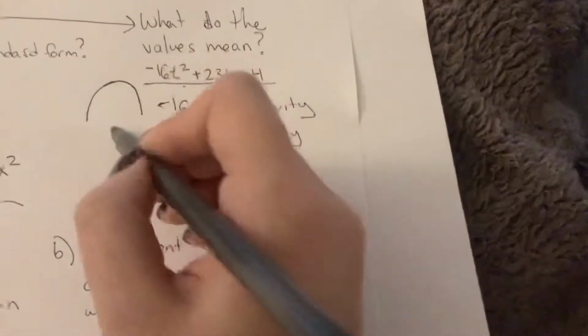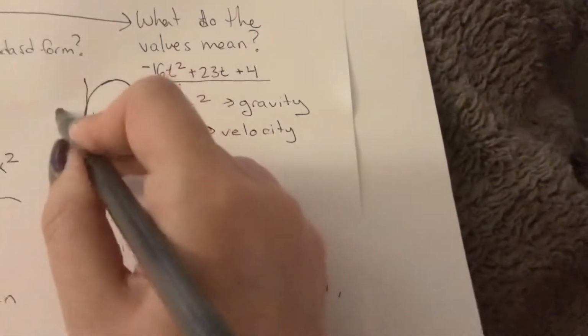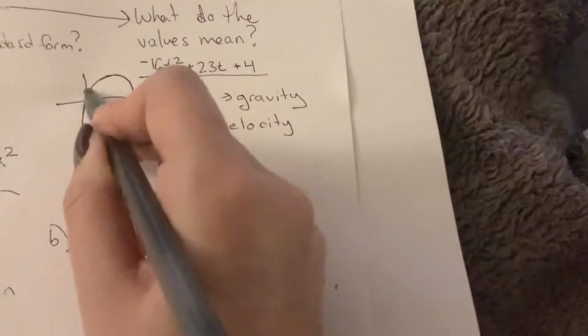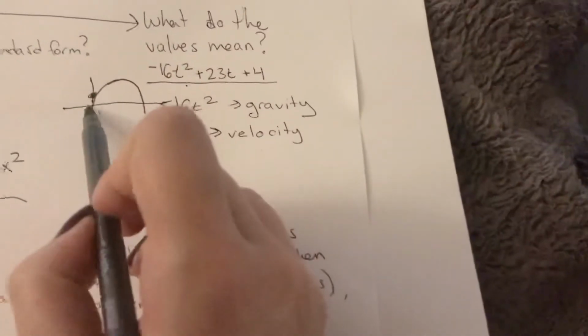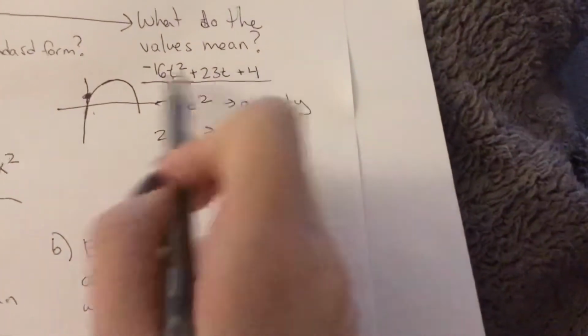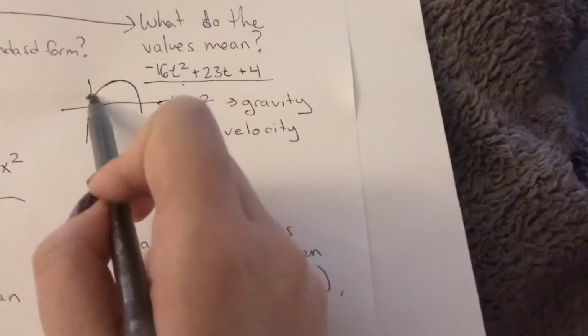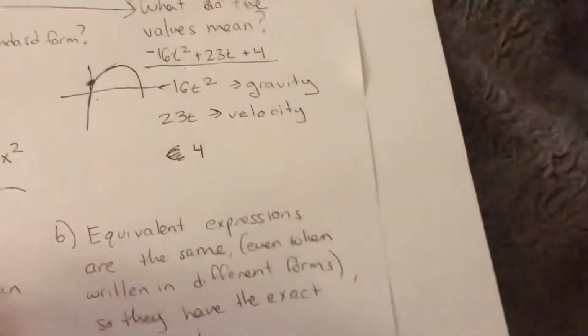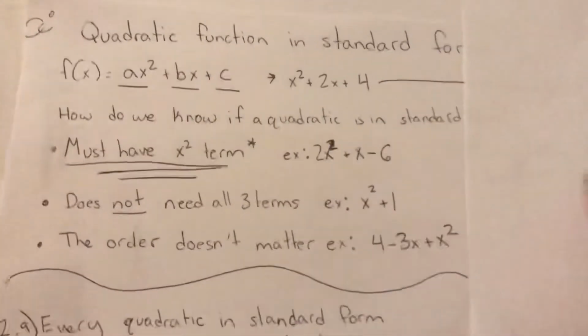So on a graph, it would have an initial starting height of 4. My graph's a little off here because it looks like it's starting at 0. But with a value of 4, it would have a vertical intercept, an initial starting height of 4 when it's thrown into the air.